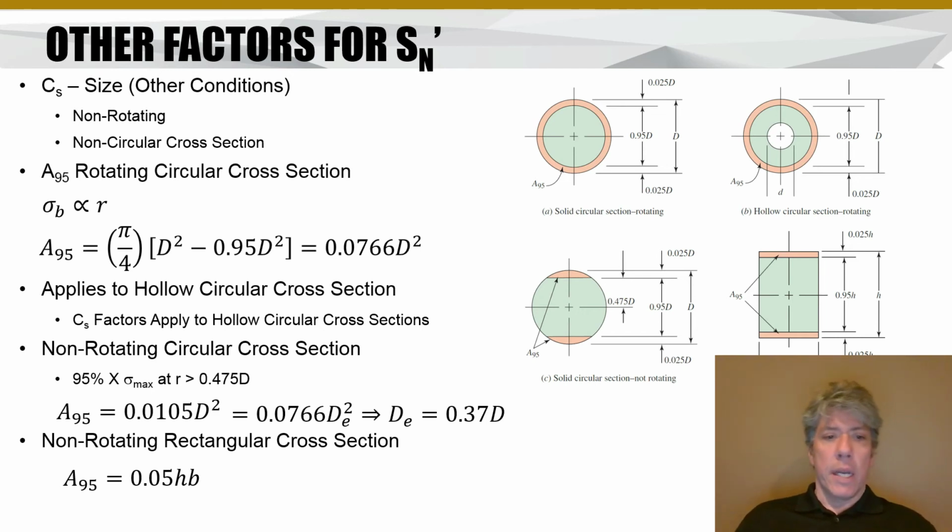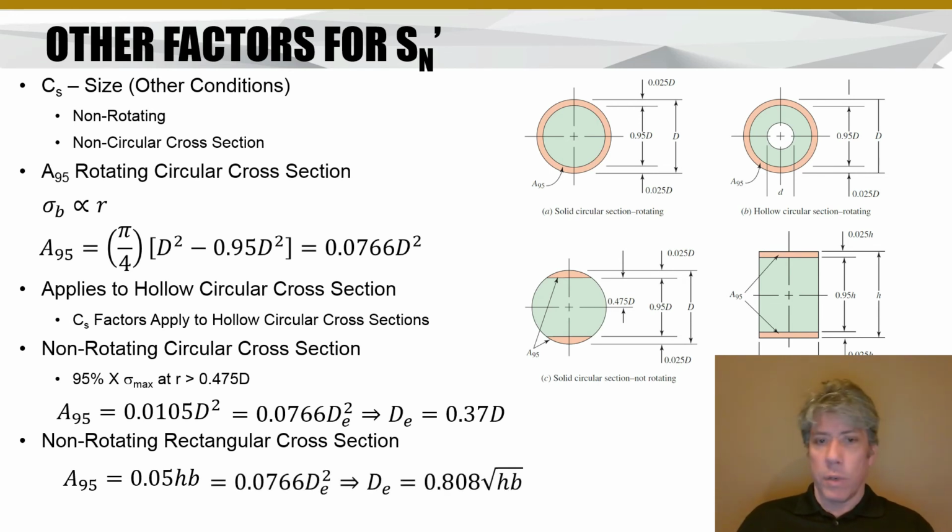Now, again, we're going to play the same game. We're going to set this equal to an equivalent annular region of a circular cross-section that is rotating. So 0.0766 equivalent diameter squared again. Solve for the equivalent diameter, and here you have the result. If you know the height and base width of the rectangular section, just plug it into this equation and you can calculate an equivalent diameter. Use that equivalent diameter then to get a size factor for this non-rotating rectangular cross-section.